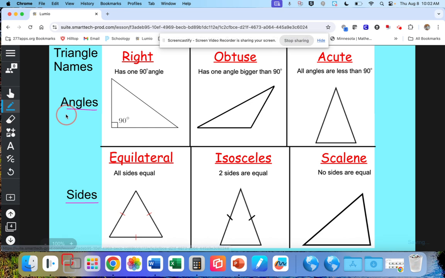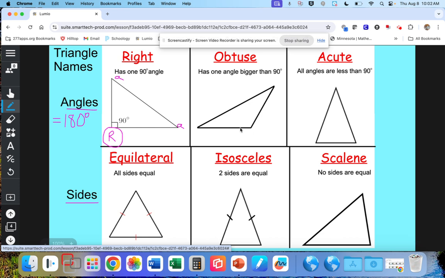Now, all triangles are half of a quadrilateral, so all of their angles equal 180 degrees, which is half of a circle. So if our first angle in this is a right angle, 90 degrees, and we take that 90 degrees and subtract it from the 180, we're left with 90 degrees remaining for the remaining two angles. So both of those angles have to be acute.